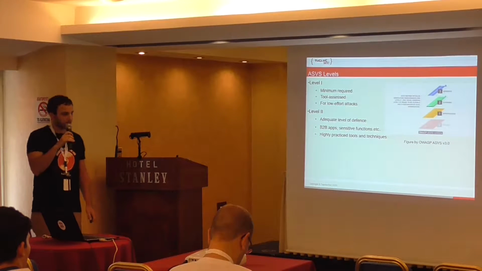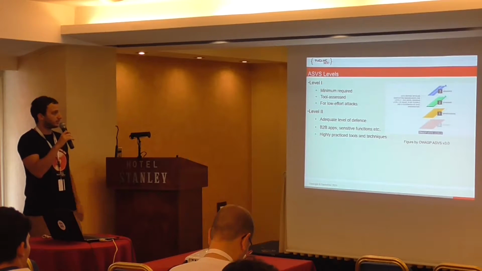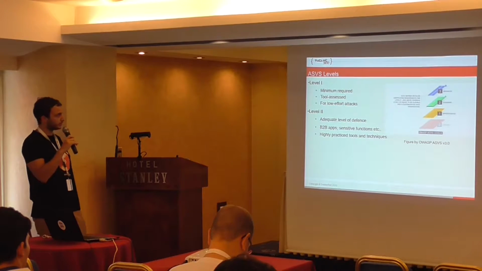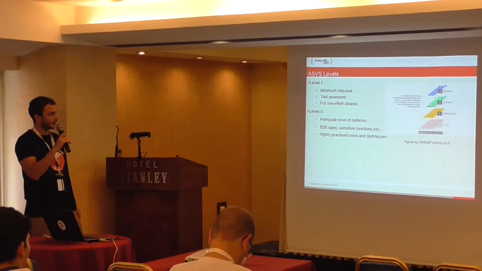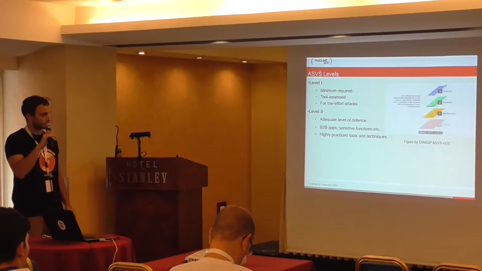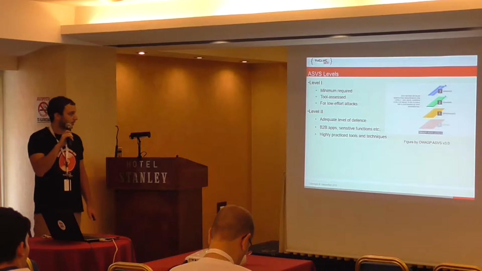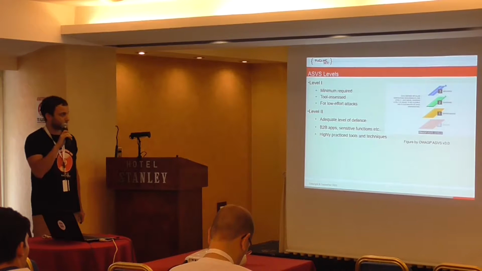So in terms of levels, we can say that the framework provides 3 levels of acceptance. The first level is the minimum level required for applications to be assessed. Usually, level 1 integrates controls and requirements that can be assessed with an automated tool assessment. Level 1 reflects controls in place focusing on attacks of low effort, and it's more of an opportunistic level of security.